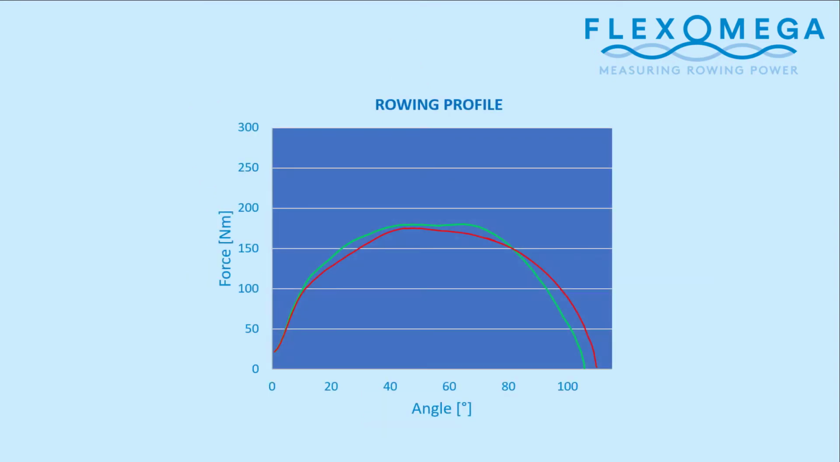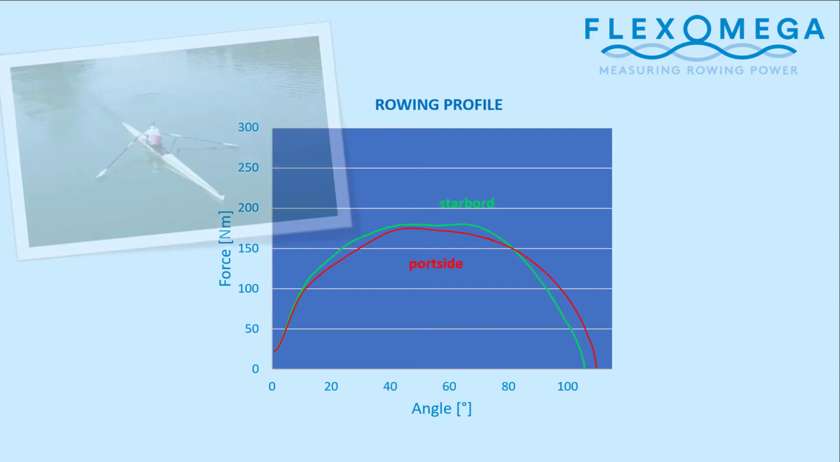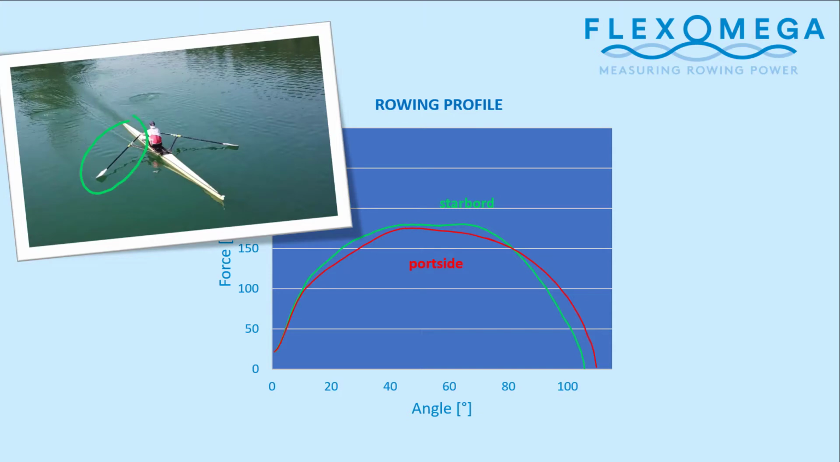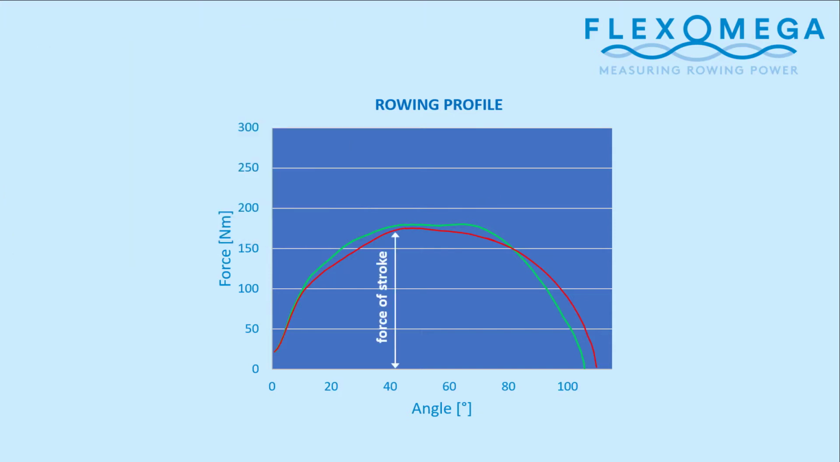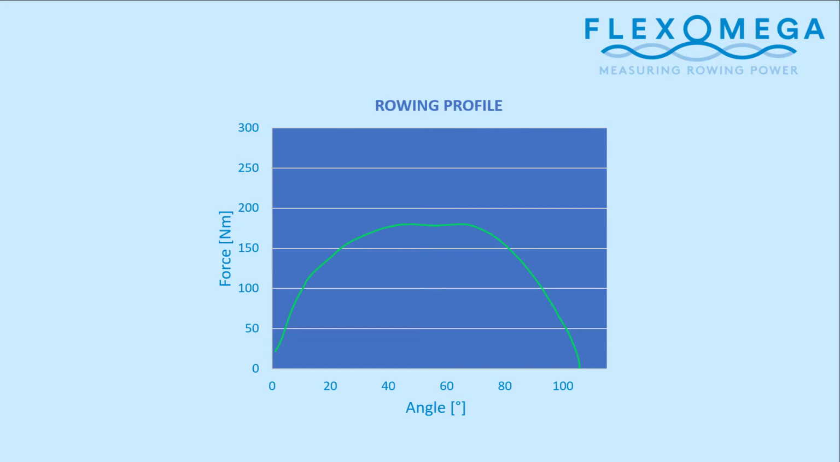Some rowers probably recognize these curves from the training on an indoor rowing machine. Flexomega now offers the possibility to track these curves live while training on the water. In case of a measurement with scull oars, the app will display two separate profiles. In green, the starboard data, and in red, the portside data. On the vertical y-axis, the force of the stroke is visible, and along the horizontal x-axis, you can see the stroke angle. Let's focus on the green curve with the starboard data for a moment.